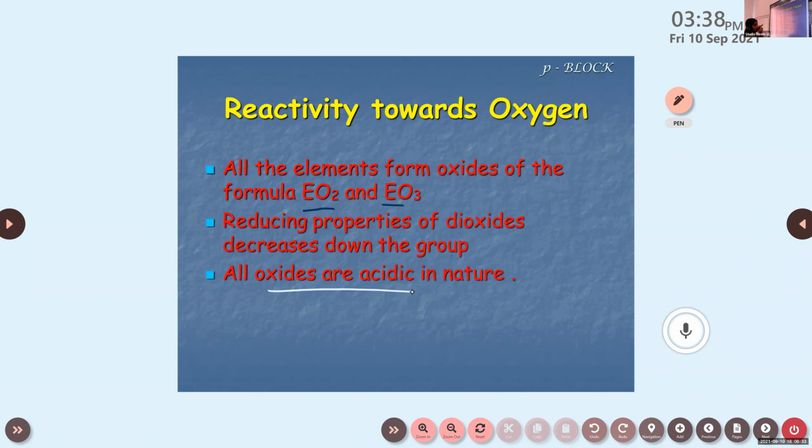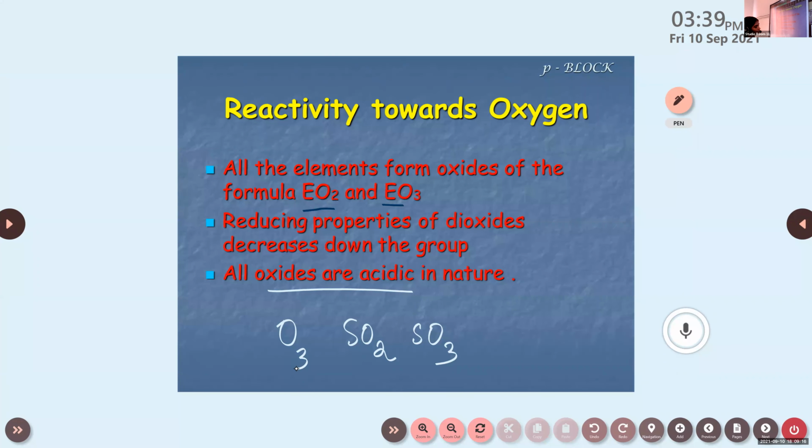So how can we write the oxide of this formula? Can you tell me one example? Here it is EO2, then EO3. SO2, then SO3, like that. In the case of the first one, oxygen, it is O3, ozone. Clear, children? So this is the general formula. The reducing properties of dioxides decrease down the group, and all oxides are acidic in nature. That's about the reactivity towards oxygen.